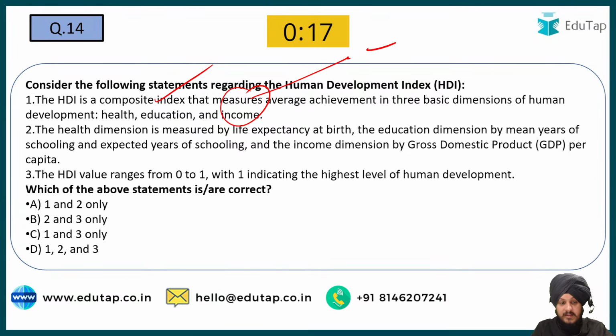It says the health dimension is measured by life expectancy at birth. The education dimension by mean years of schooling, expected years of schooling, and the income dimension measured by GDP per capita. GDP per capita नहीं होता, ये होता है GNI per capita, gross national income per capita. So this is going to be the incorrect statement. Then the HDI value ranges from 0 to 1, with 1 indicating the highest level of human development. This is true. So based on that, basically 1 and 3, तो C is going to be the correct answer to this question, right? So ये GDP नहीं होता, ये GNI होता है. This is gross national income as a part of it.